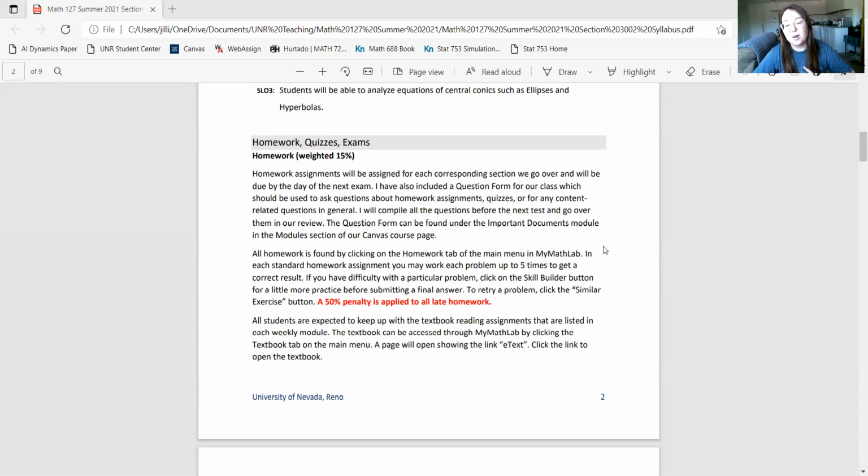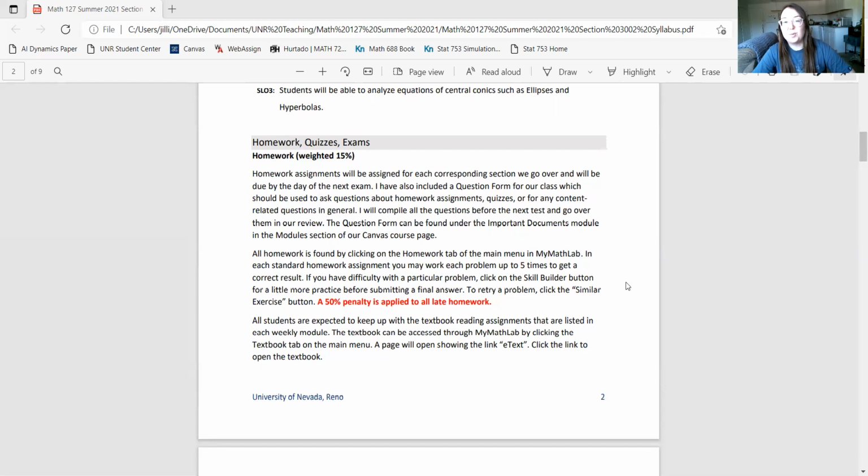So homework is found by clicking on the homework tab in the main menu in MyMathLab. Once again, homework is done in MyMathLab. You can work each problem up to 5 times to get the correct result. If you have difficulty with a particular problem, you can do the skill builder for a little bit of practice before actually submitting, or you can use the similar exercise button.